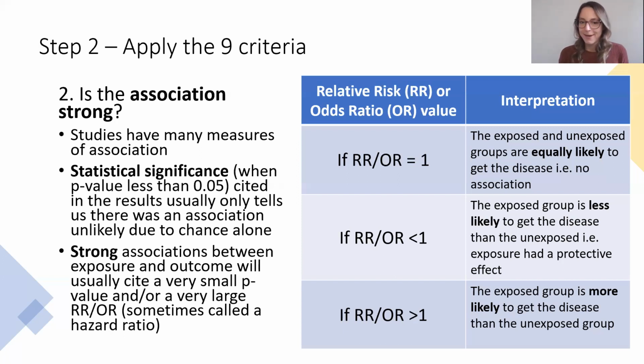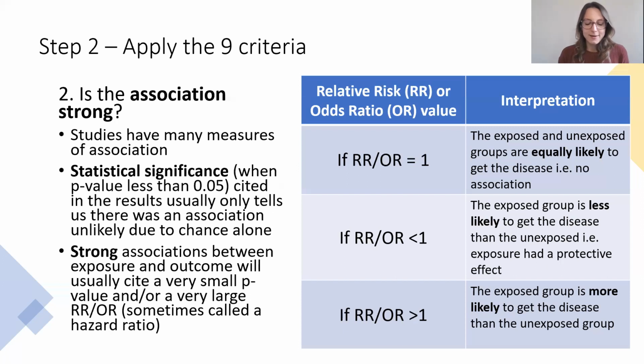Now, you might also encounter a study where a relative risk or an odds ratio is greater than 1. It's bigger than 1. That means that the exposed group is more likely to get the disease than the unexposed group. In other words, there's a positive association. And whether or not it's a strong association depends on what the actual value is. So the more that it's bigger than 1, the stronger that relationship is. If it's a value that's just a little bit above 1, then you would say that it's probably quite weak.